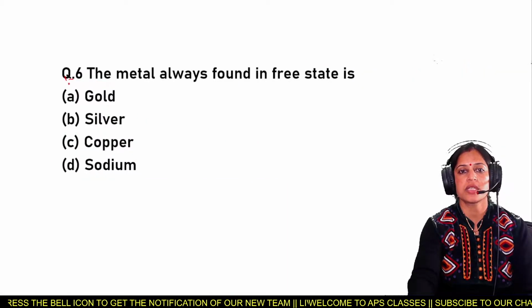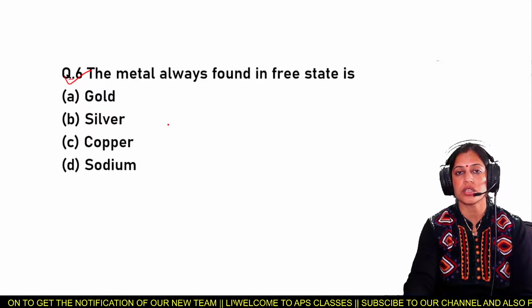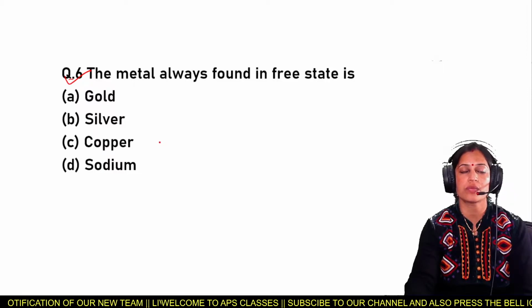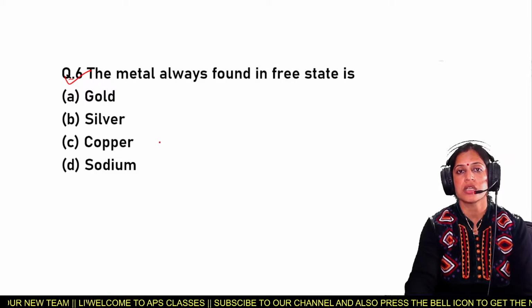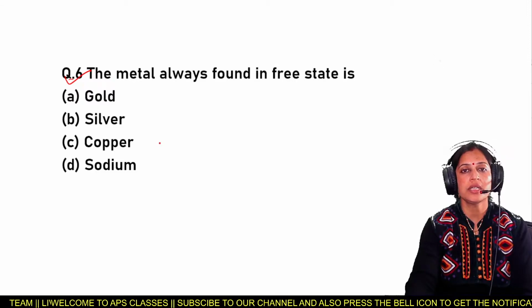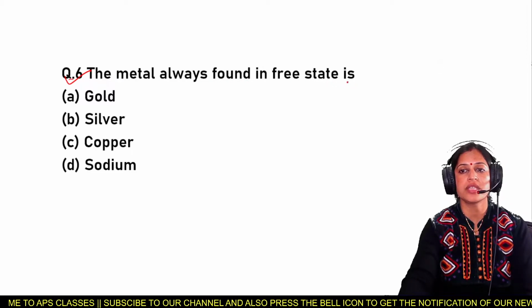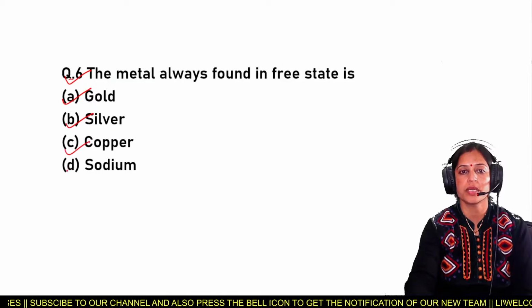Next is your question number 6, and our target for today's live video lecture is to cover 20 MCQ questions or objective questions from this chapter, that is the general principles and processes for the isolation of the elements. The metal always found in the free state is, options are gold, silver, copper, and sodium.